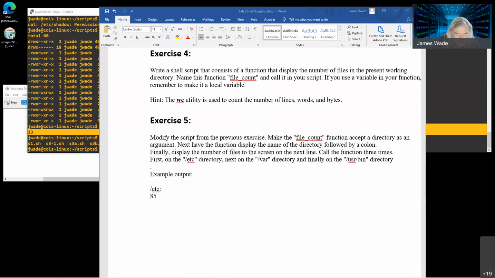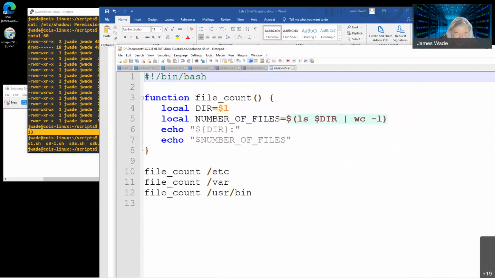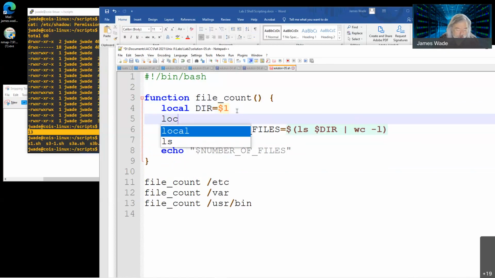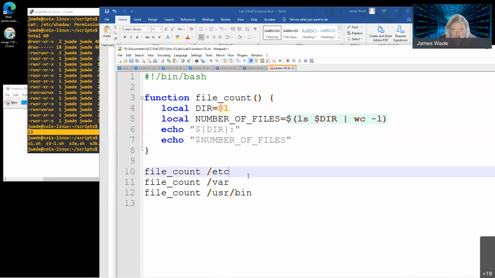So here we go, pretty easy. Here, function file count. Notice dir equals $1. So all I did now is create a variable, and the $1 is here. If I wanted to, I could literally put other stuff in there. I could say local dir equals $1, local file equals $2, and I could just keep on going and have more variables here if I wanted to.